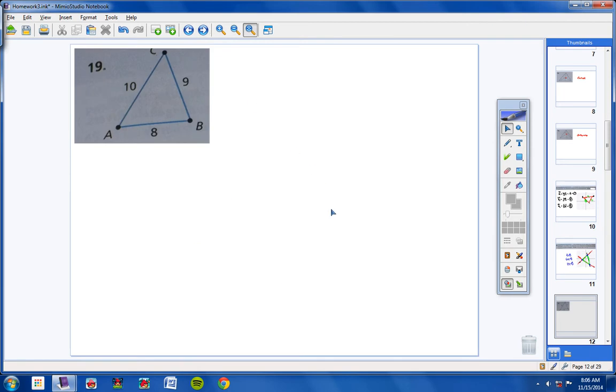Okay, numbers 19 through 22, it says order the angles and sides from smallest to largest. Okay, here we go. Well, the sides will be easy. AB is the smallest, and then BC, and then AC. Now the smallest angle will be across from the smallest side. So angle C would be here's the smallest side right here. Go straight across. Angle C is the smallest. And then go to side 9, go straight across. Angle E would be the next smallest. And then angle B would be the biggest.